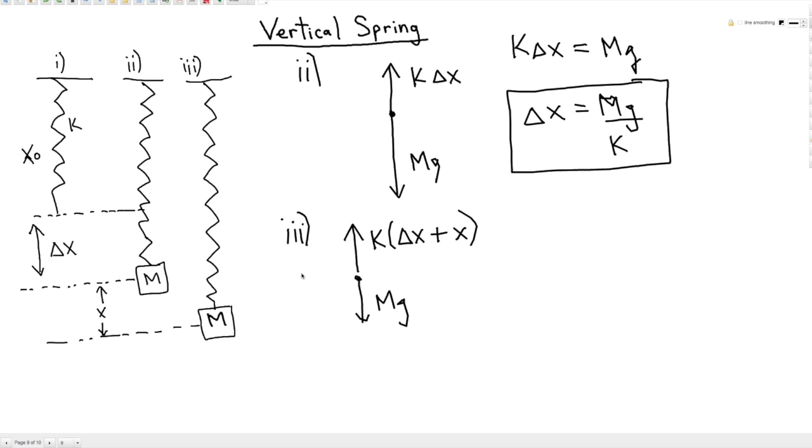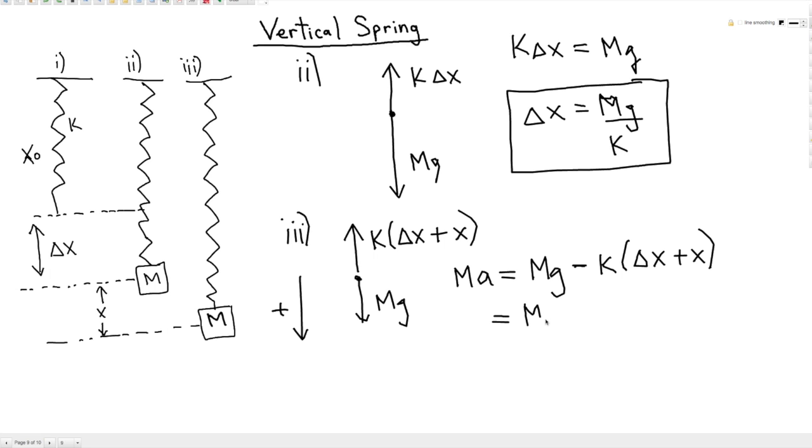Now we're going to apply Newton's second law to this system. I'm going to choose down as my positive direction. Newton's second law says you simply add all the forces, and those have to be equal to mass times acceleration. So mass times acceleration must be equal to the sum of all the forces. I've got the weight, mg, acting down, and minus the total force from the spring on the block. That's minus k times (delta x plus x). I'm going to simplify this a little bit more. I have mg, and I'll carry out the multiplication: minus k delta x minus kx.